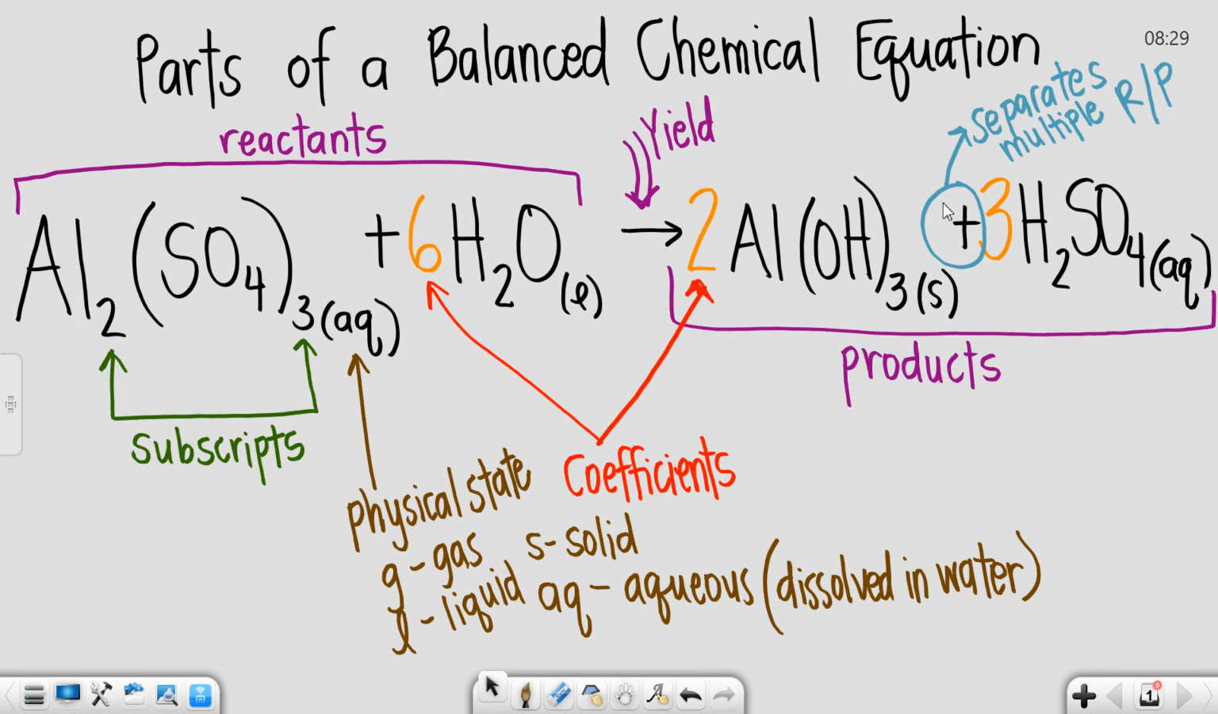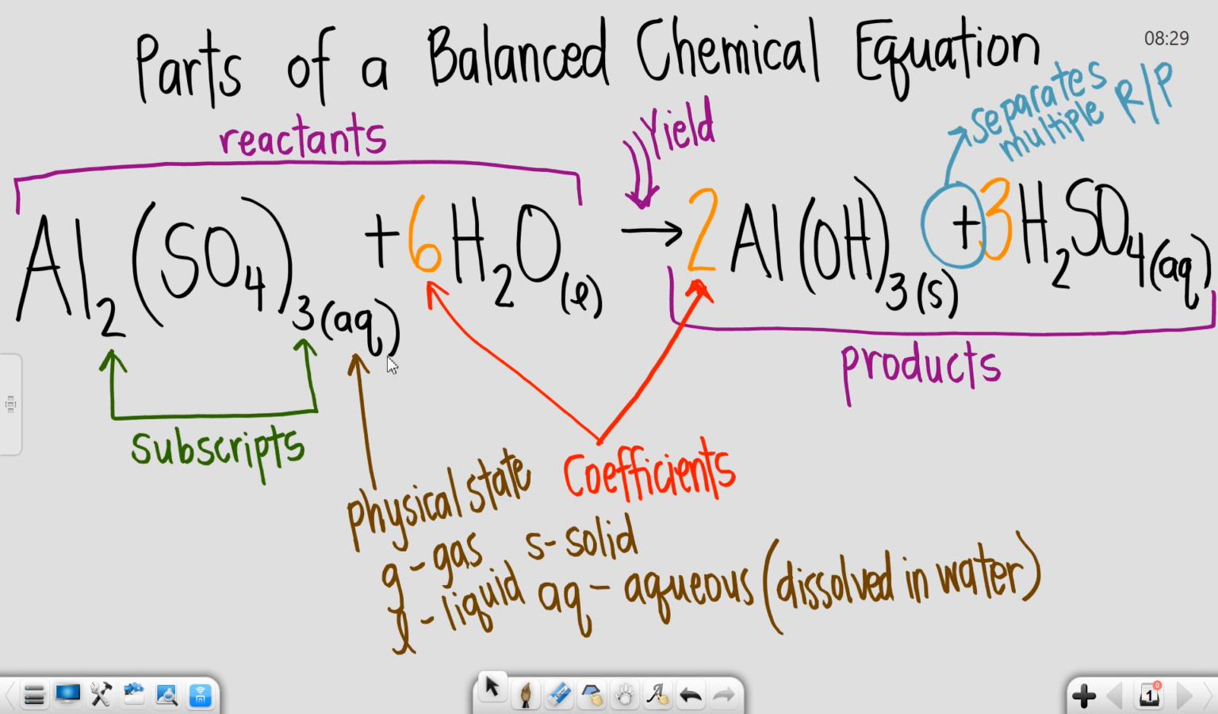I circled the plus, and I just wanted you to know the plus separates multiple reactants and products. So here I have two reactants. How do I know I have two? Because there's a plus in between. I have two products because there's a plus in between. If you do not have a plus, you just have one. You can have two or three. There's no limit to how many you can have.